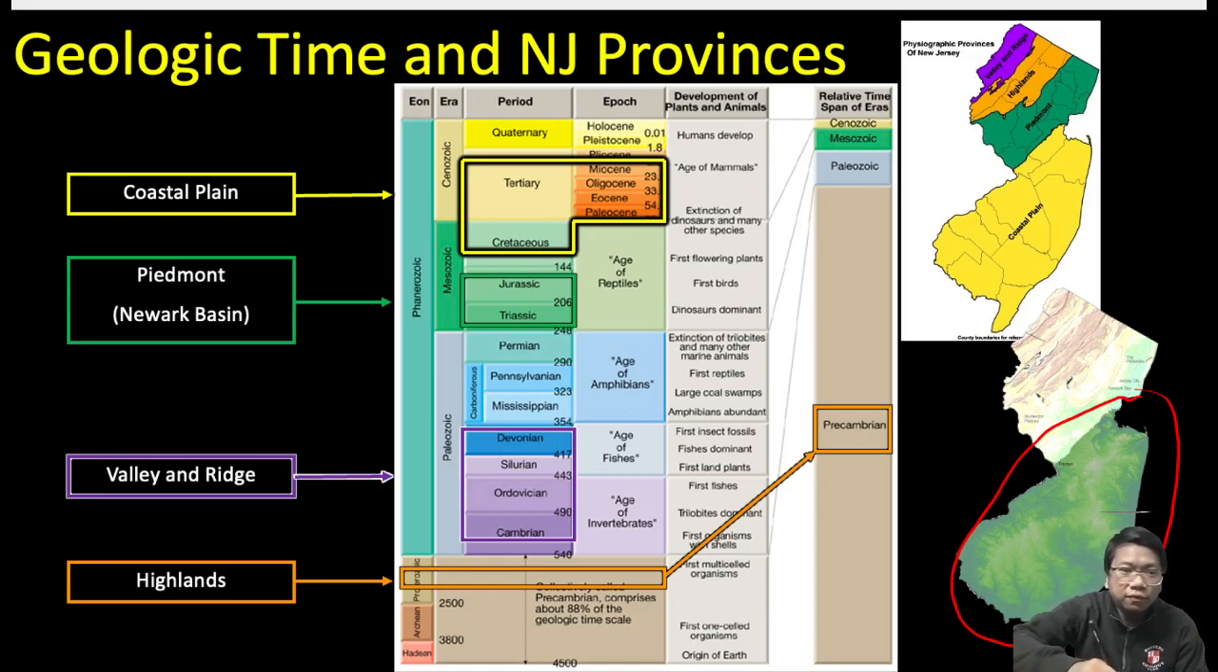Again, those are the four different physiographic provinces that we have in New Jersey: Highlands, Valley and Ridge, Piedmont or Newark Rift Basin, and the last one is the coastal plain.